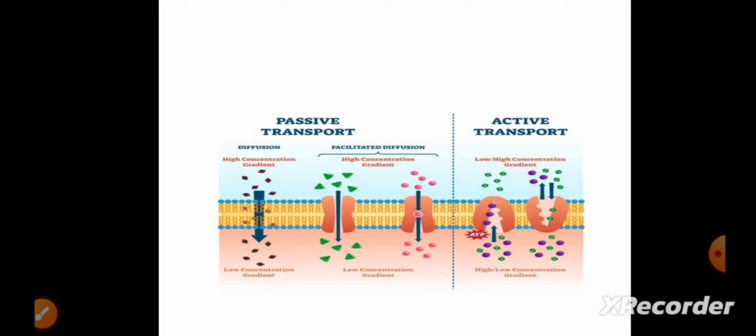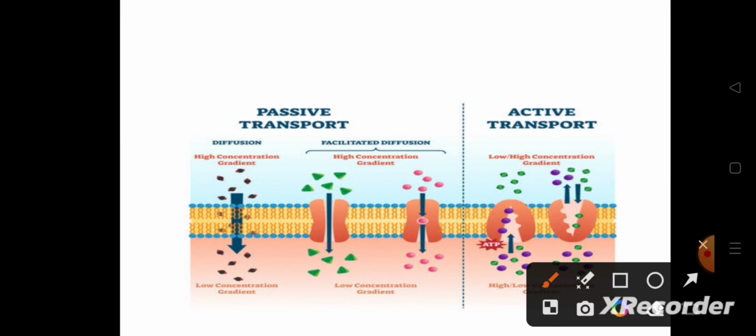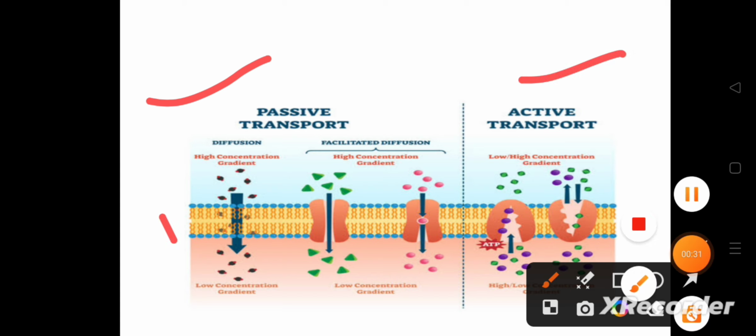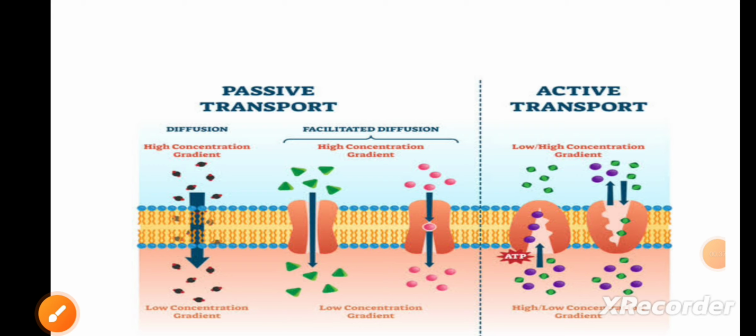If you visualize the diagram over here, the left side shows passive transport and the right side shows active transport. Let's visualize passive transport first. Here the diffusion process occurs, that means exchange of solute particles from higher concentration gradient to lower concentration gradient.